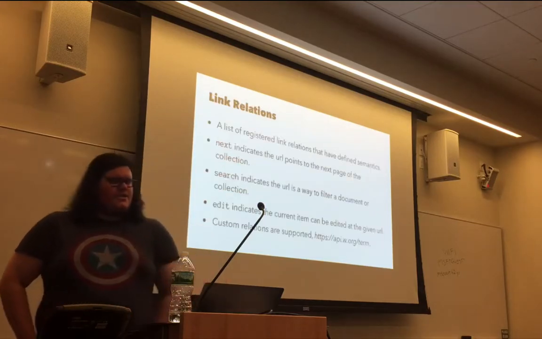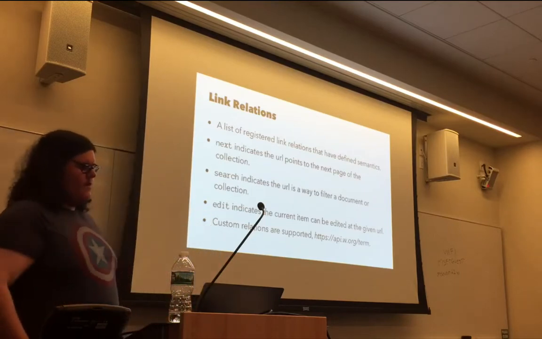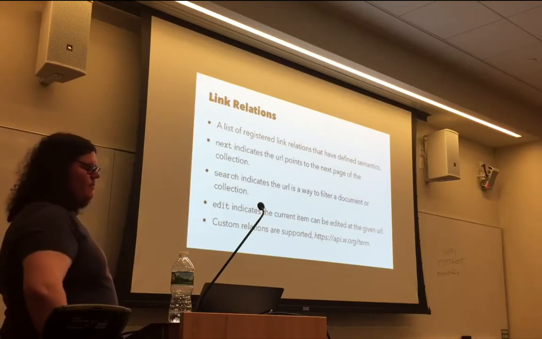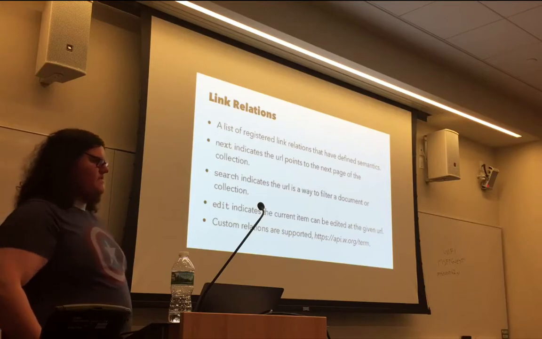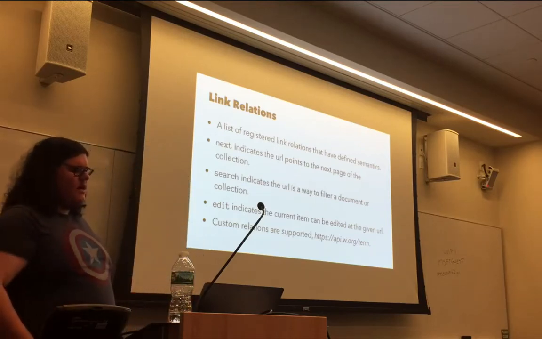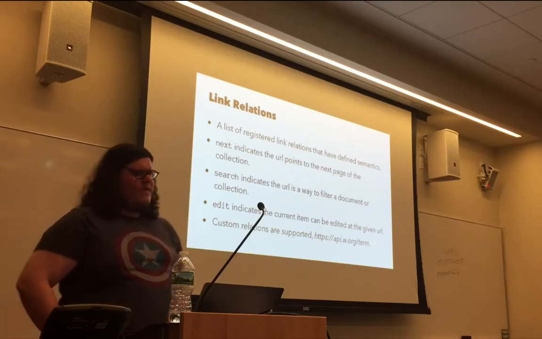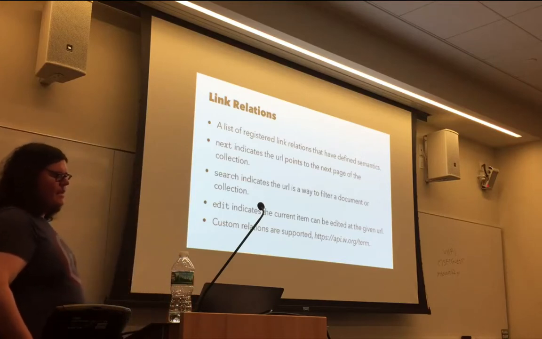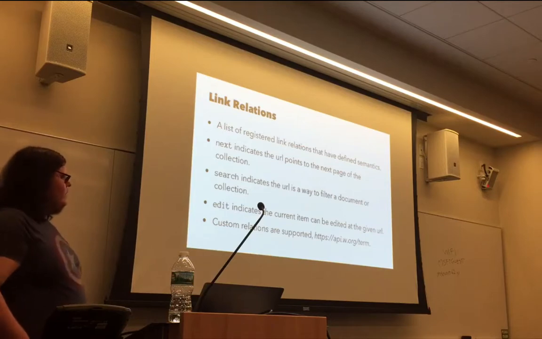There is a list of registered link relations that have defined semantics to go along with them. For example, next indicates that the given URL points to the next page of a collection. Prev goes to previous, first page, last, etc. Search is a link relation that indicates the URL is a way to filter a specific document or a collection. We have edit. This indicates that the current item can be edited at a given URL, and custom relations are also supported. This can be any URI.